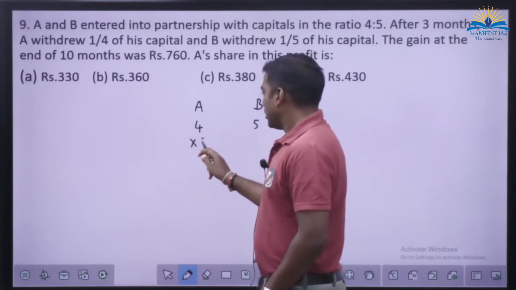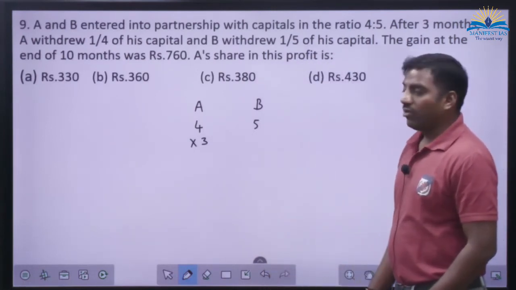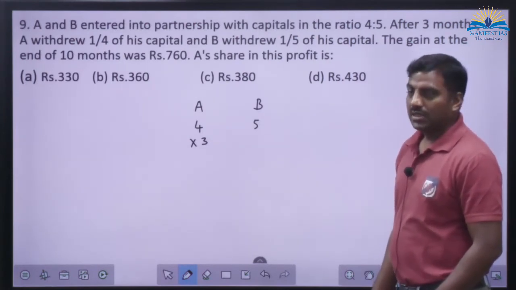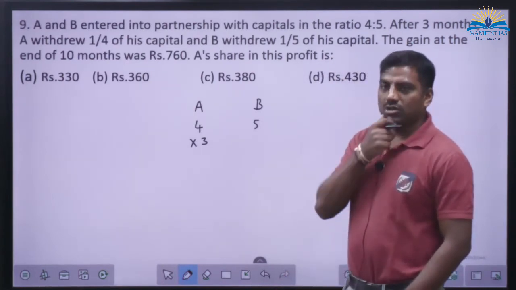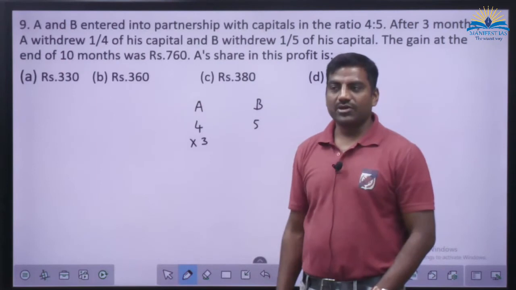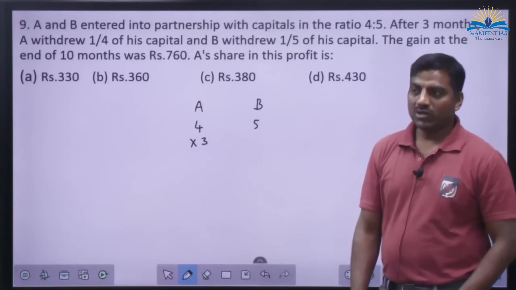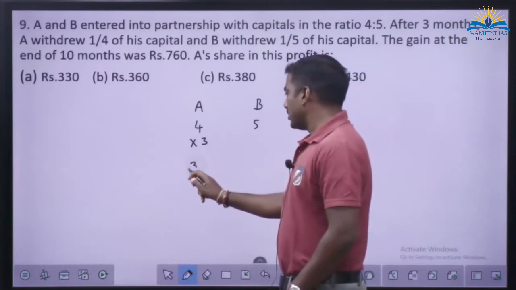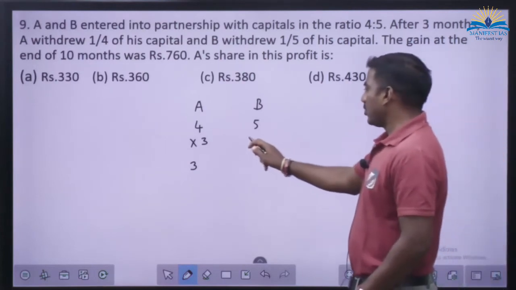3 months. Let us see. Up to 3 months what happens and after 3 months what happens. What will be his investment after 3 months? He withdrew 1/4 of his investment. Earlier, how much was his investment? 4. Now what will it become? Earlier he had invested 4 rupees. Now he is withdrawing 1/4 means what? He is withdrawing how many rupees? 1 rupee, no? So what will be the remaining investment? 3 rupees. And B withdrew 1/5 of his capital. Again, he is also keeping for 3 months.